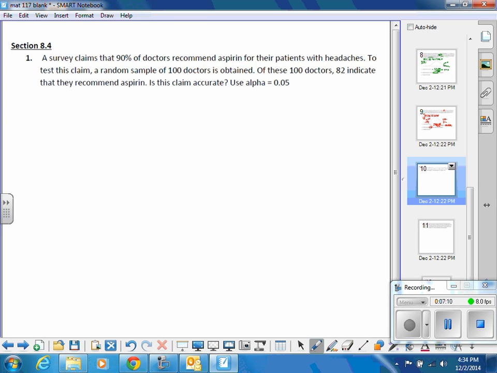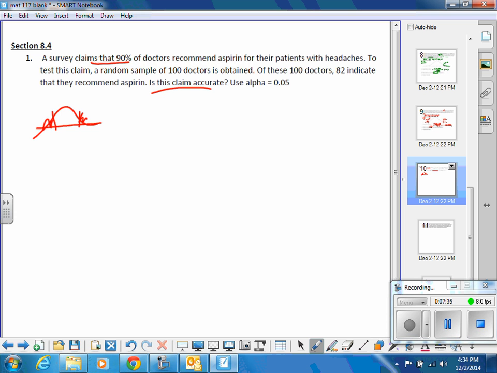So we're using the p-test. They say that the survey claims that 90% of doctors recommend aspirin. Random sample of 100 doctors. Hey, guess what? 100 doctors, we're not using the t-table no more. Of these 100 doctors, 82 indicate that they recommend aspirin. Is this accurate? They don't tell us anything like greater than or less than, so that makes me assume it's a two-tailed test. We're going to figure out what those are in a minute.